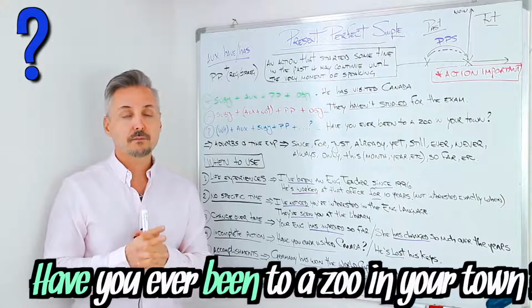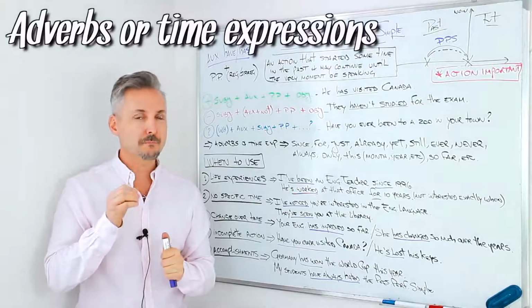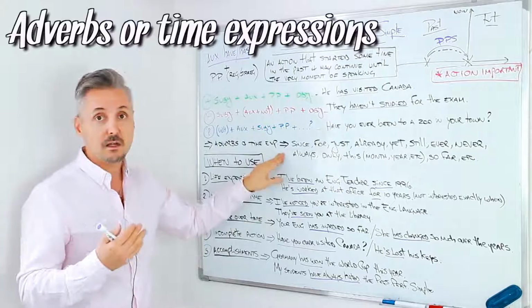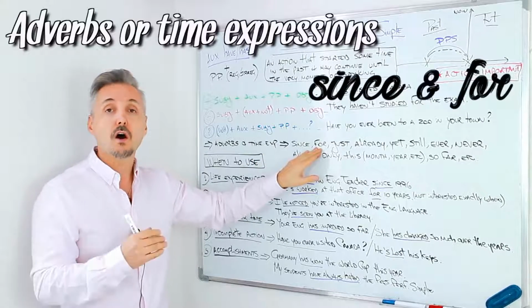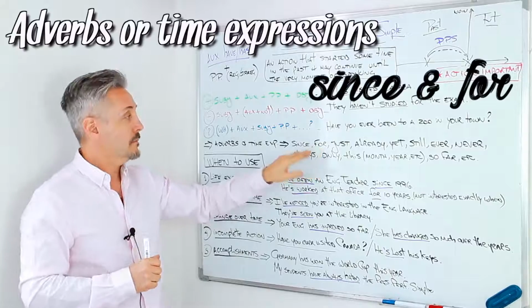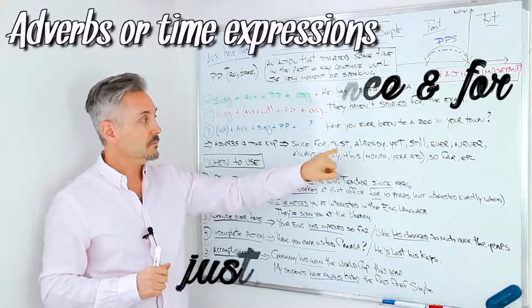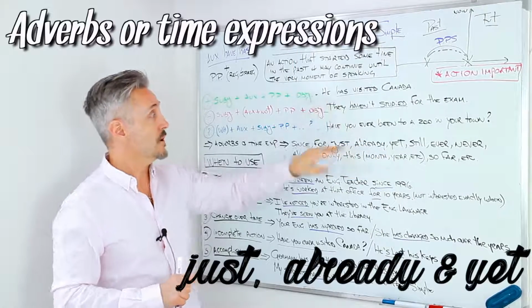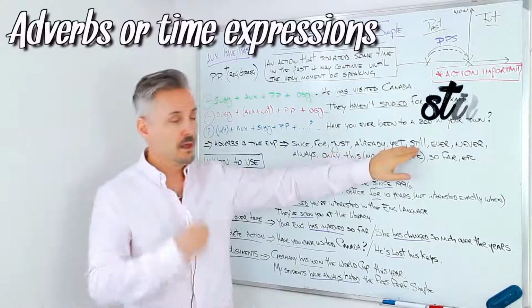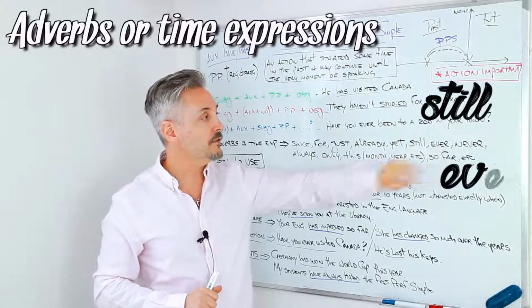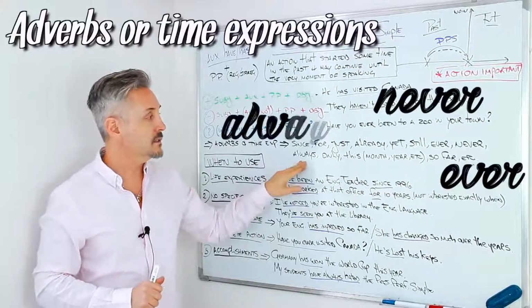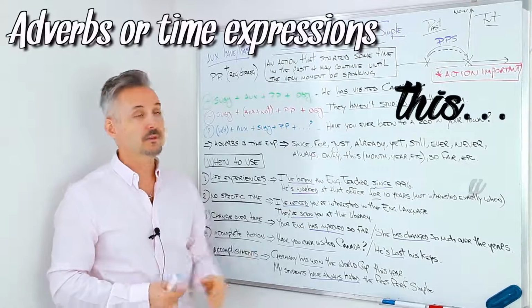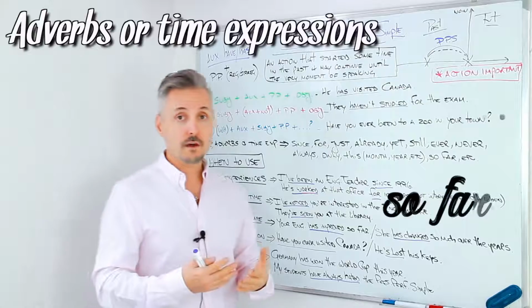We have adverbs and time expressions that we basically know we need to use with the present perfect simple. These are since and for, that we could also use with the past simple, but also with the present perfect simple. Just, already, and yet, we all use them with the present perfect simple. Still, ever, never, always, only, this month, this year, this week, so far, etc.